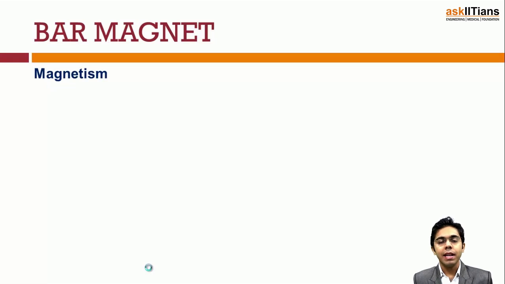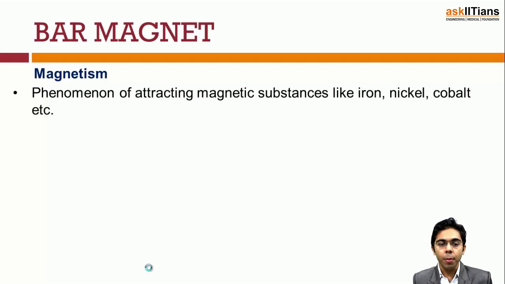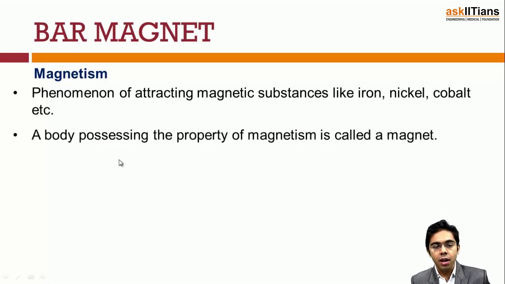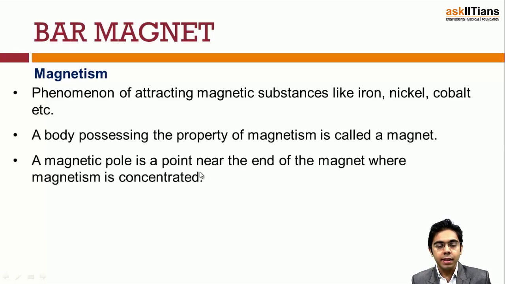Now in the bar magnet, let us review once again the magnetism. Magnetism, the phenomenon of attracting magnetic substances like iron, nickel, cobalt, etc., is called magnetism. The body possessing the property of magnetism is called the magnet. The magnetic pole is a point near the end of the magnet where the magnetism is concentrated. This we have to remember, that the magnetic pole is a point at the end where the magnetism is concentrated.